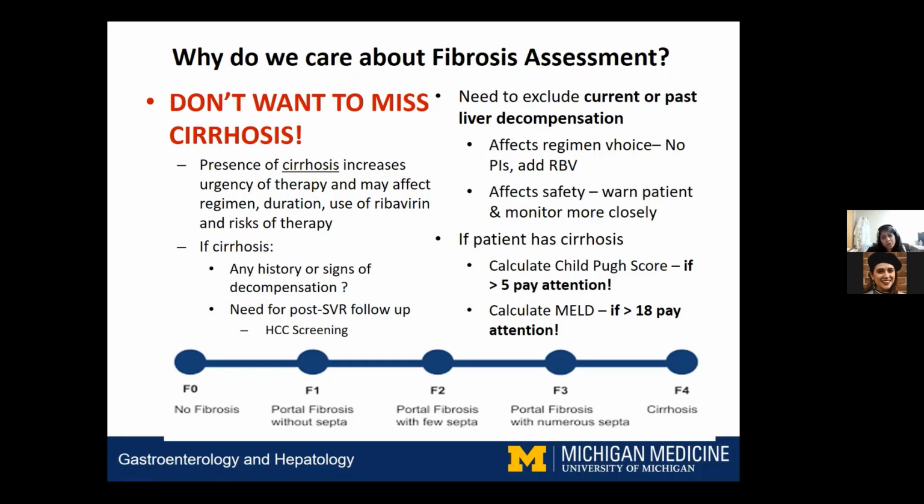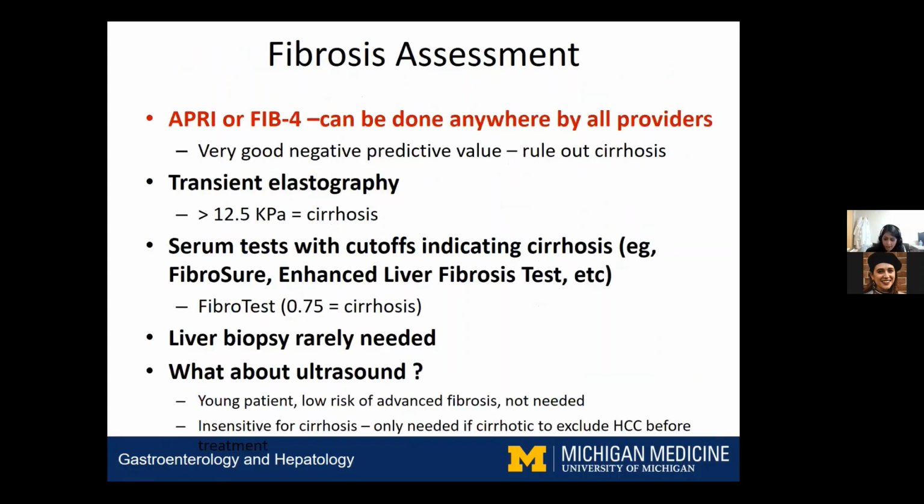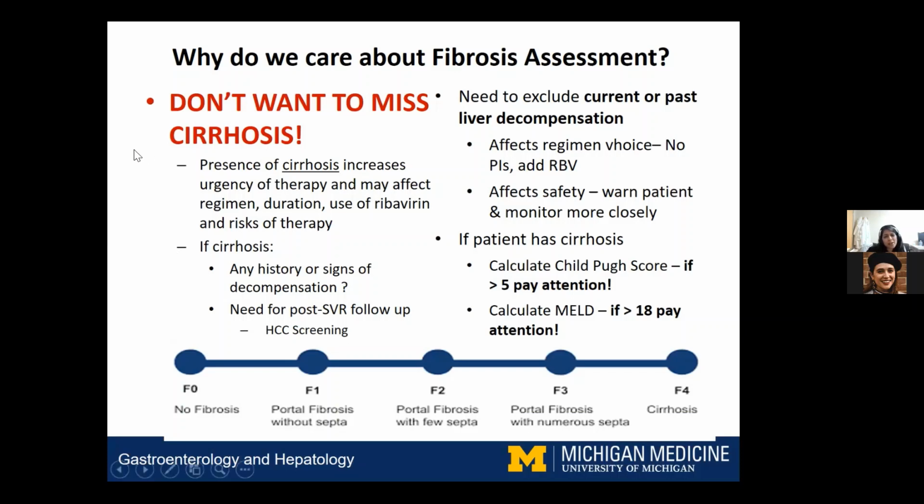Also, it's important to know if somebody has cirrhosis because you want to have a careful eye around whether or not a patient has any history or signs of decompensated liver disease or portal hypertension. So you want to know if a patient has a history of ascites, varices, encephalopathy, other things that might give you pause in terms of proceeding with treatment or not.